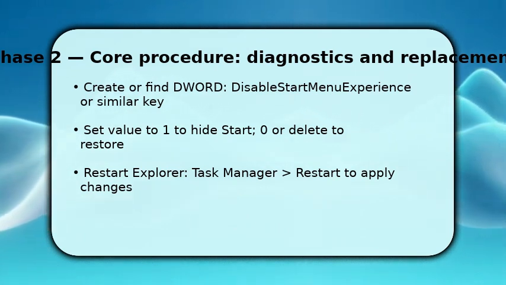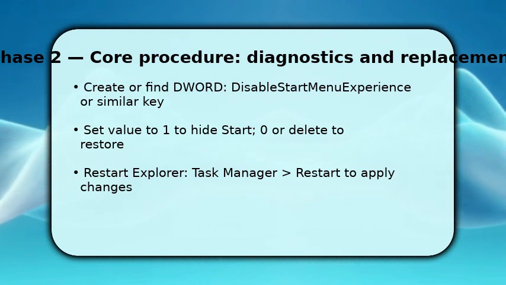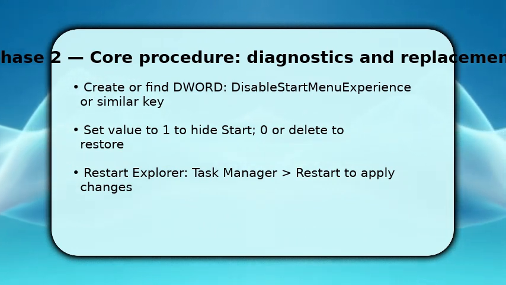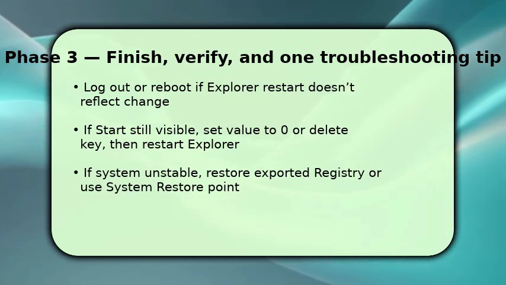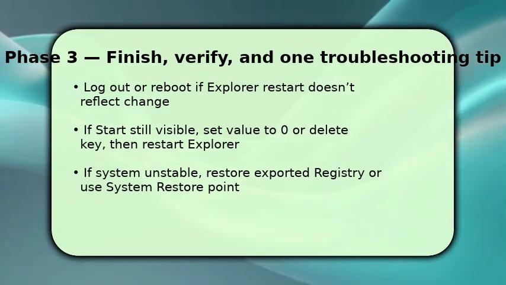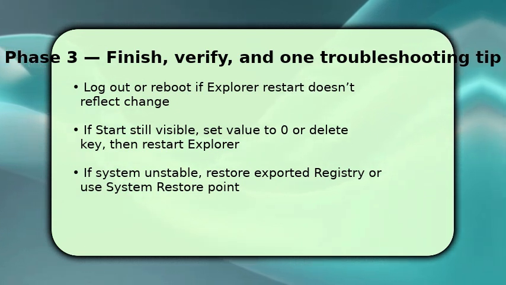Once set, restart Explorer from Task Manager, so the shell reloads and evaluates the new setting. You finish by confirming the Start button is gone and cleaning up. If restarting Explorer didn't apply the change, sign out or reboot to force a full shell reload.